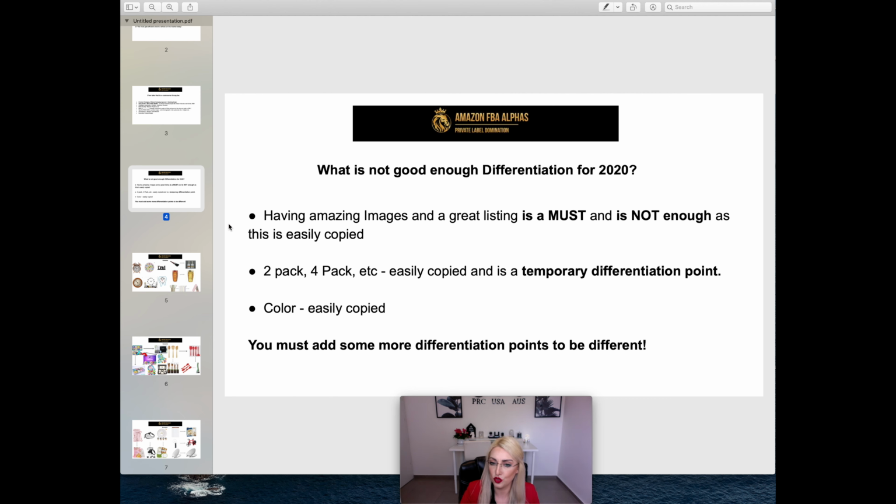So creating a 2-pack, a 4-pack, etc. This is not a good enough differentiation point. It can be a great temporary differentiation point, but not for the long term, because again, it is very, very easily copied. Maybe you're selling really, really well today with a 2-pack, but what's going to happen when someone comes in with a 4-pack who's willing to make less profit than you and sell for less than you? And I've actually gone through that in the past. So I'm speaking from experience in saying this, that we've done 2-packs and 4-packs, etc.